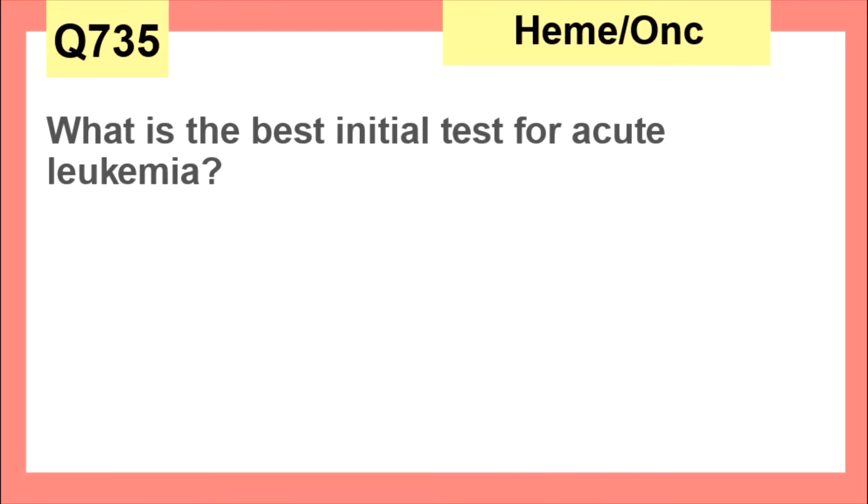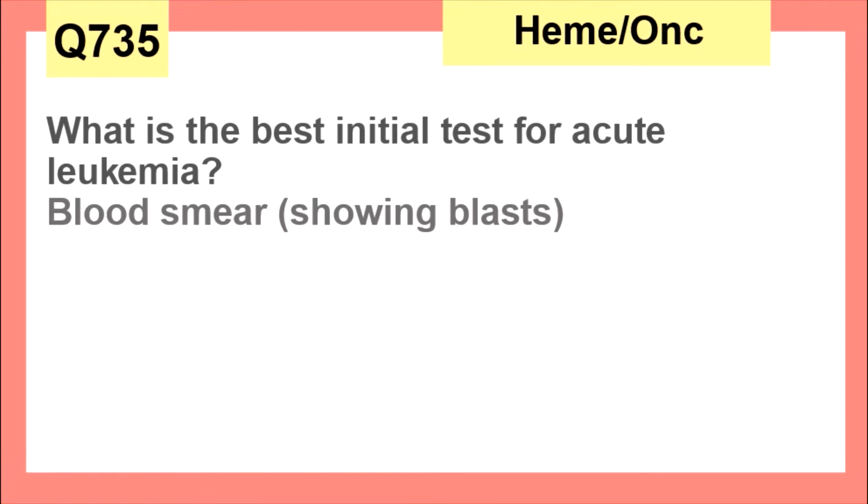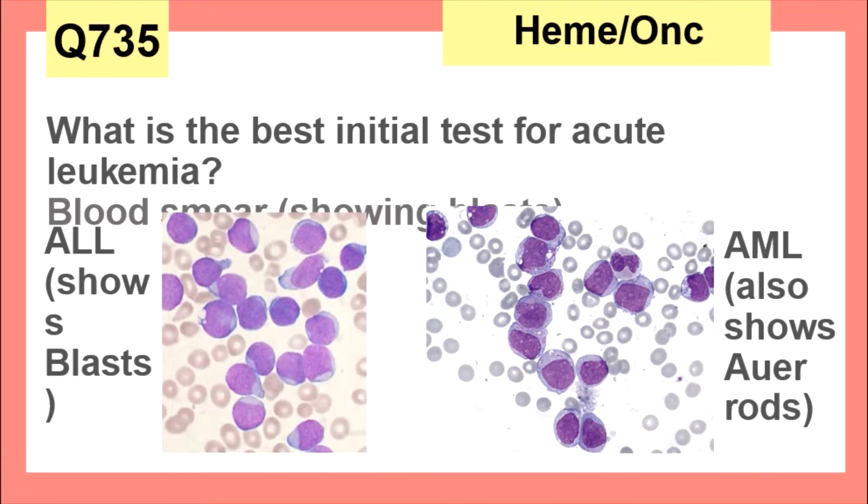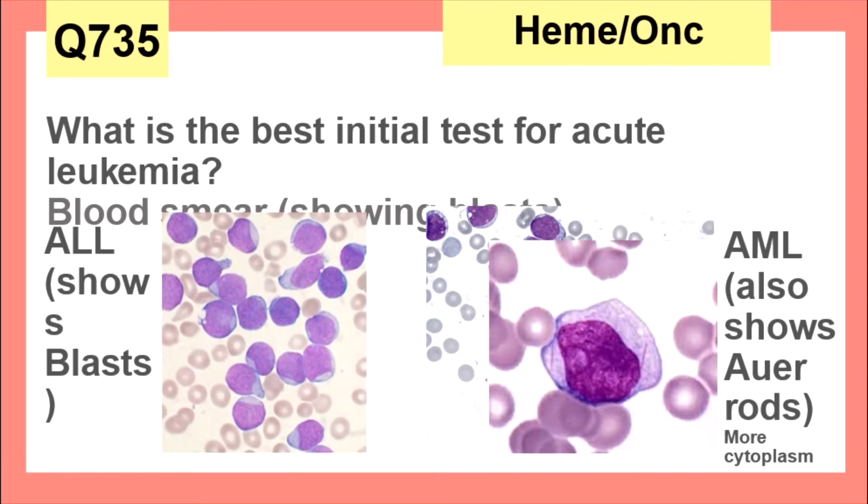All right, 735. What's the best initial test for acute leukemia? Here we want to get a blood smear that shows blasts. And here we can see the different blasts. We see ALL shows blasts, and AML also shows blasts, and also shows the Auer rods. I wrote a note over here that there's more cytoplasm seen in AML, and here you can see a bigger picture of the Auer rods, those little lines over there.